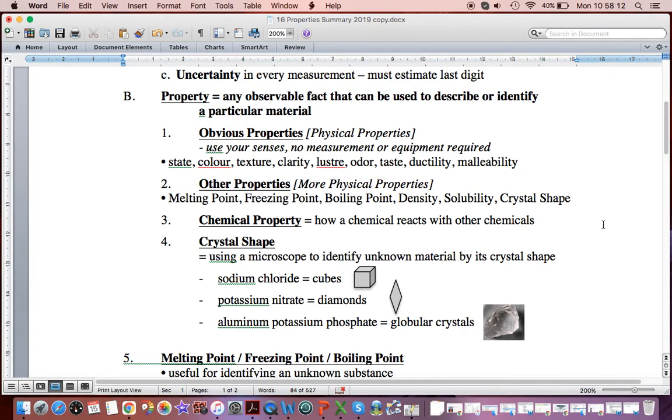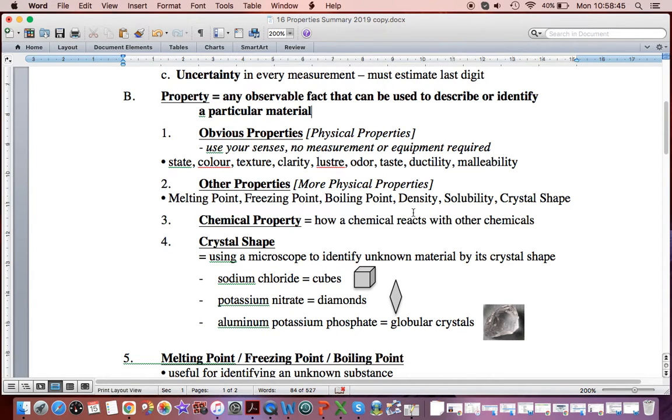Obvious properties are ones we have direct access to via our senses. So things that we can see, like state and color, are obvious properties. We can feel, so our sense of touch can be used to get the texture. Clarity and luster, and odor using our sense of smell. Taste, of course, is not permitted generally. It would be a useful property, but it can be very dangerous. Ductility and malleability are other obvious properties.